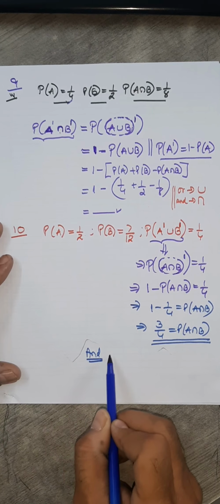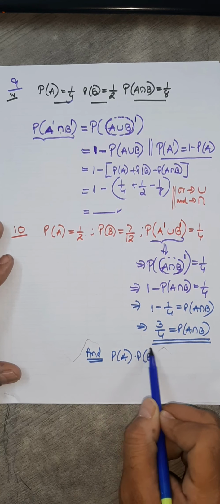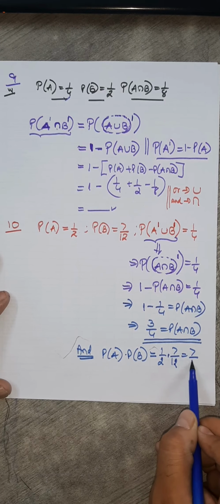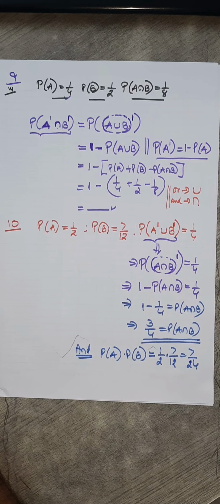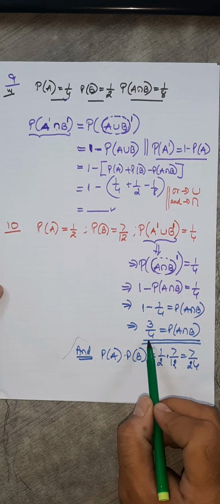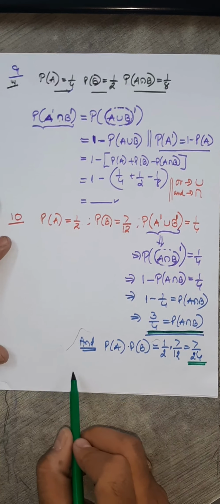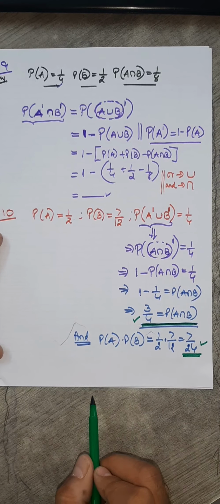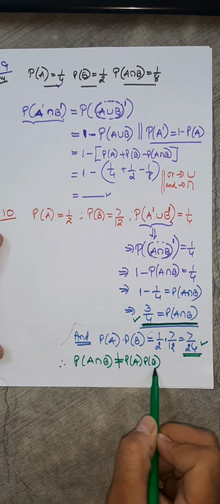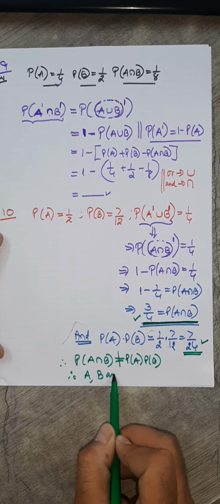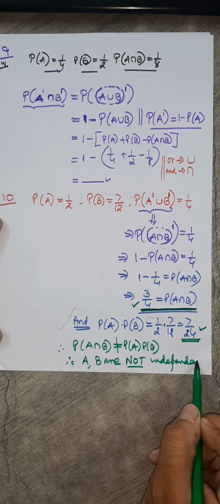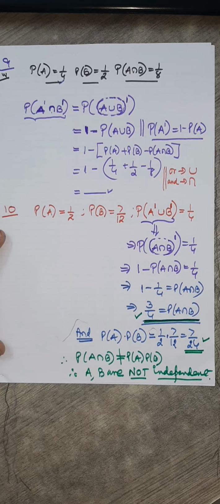And what is their product? What is P of A into P of B? We want to check whether these two are equal or not. What's the value of this? 1 by 2 into 7 by 12. So this is how much? 7 by 24. So what is your conclusion? Immediately your conclusion is these two events are not independent. Here this is 3 by 4, here 7 by 24. So from this and this, you can say that P of A intersection B is not equal to P of A into P of B. And therefore A and B are not independent. Fine.